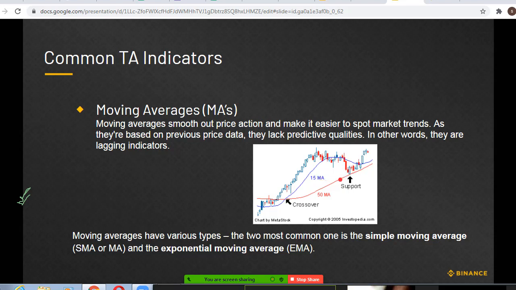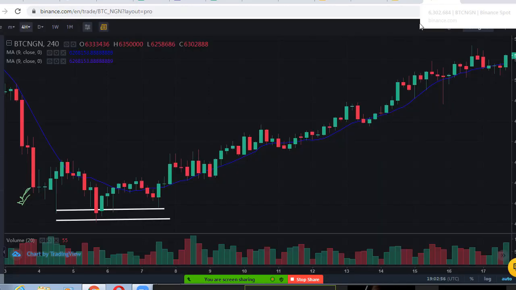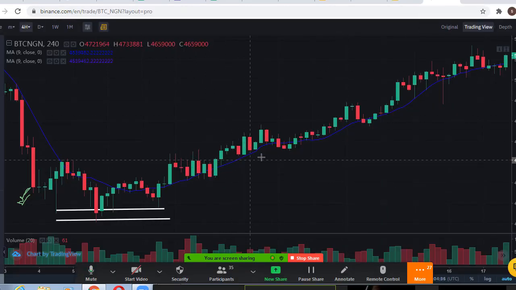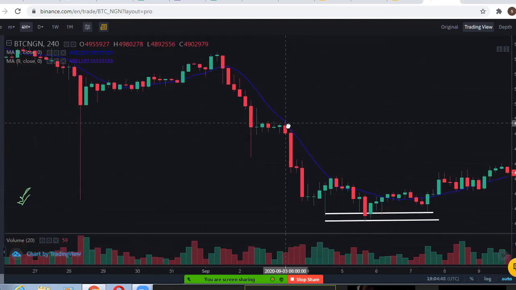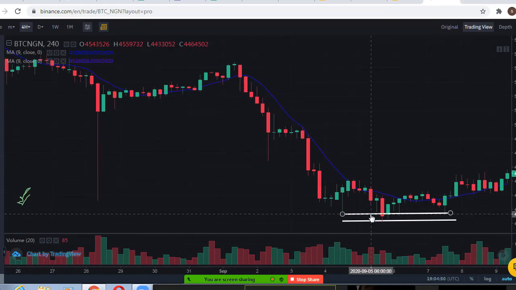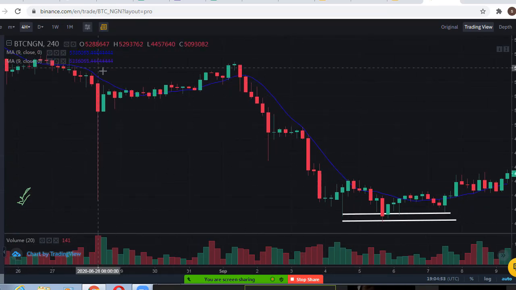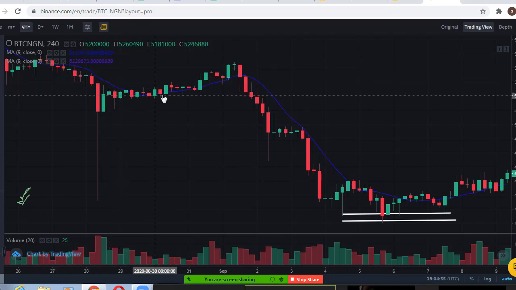Now, one thing about the moving average is it acts as a dynamic support. It acts as a dynamic support in the case of an uptrend. If you can see, this market was going up and it acts as support for the market to go up. And also it acts as resistance in the case of a downtrend. Moving average example is simple moving average where you have one here. It acts as a resistance in the case of a downtrend.